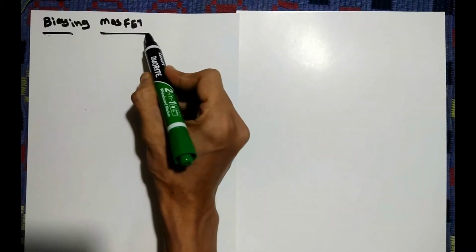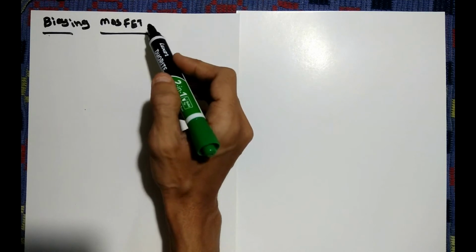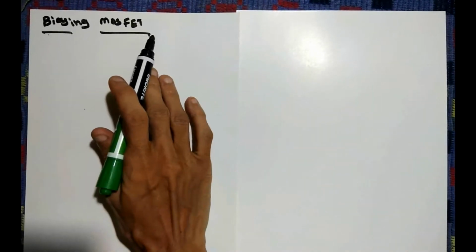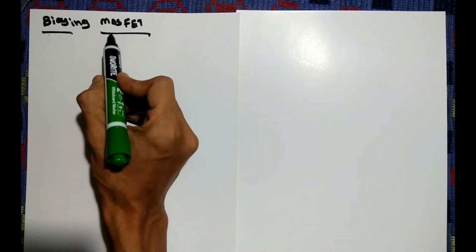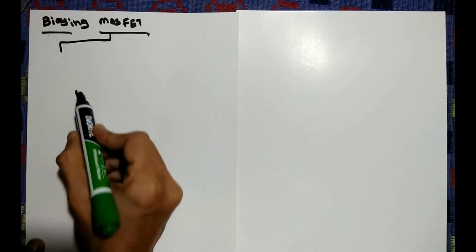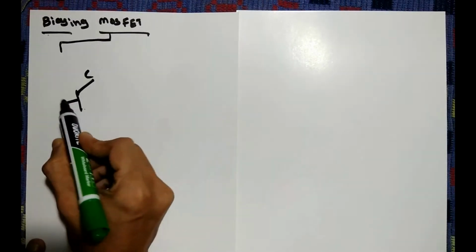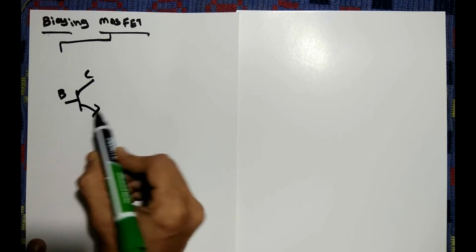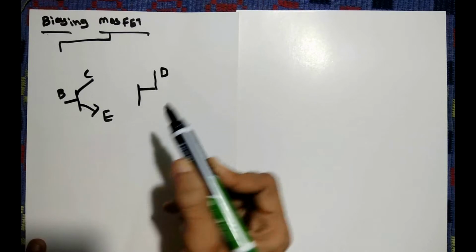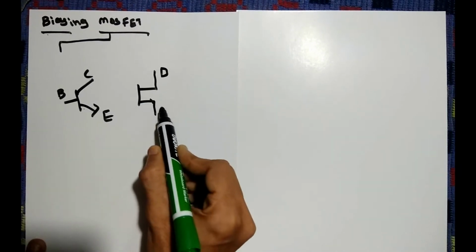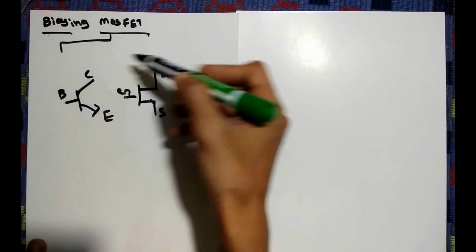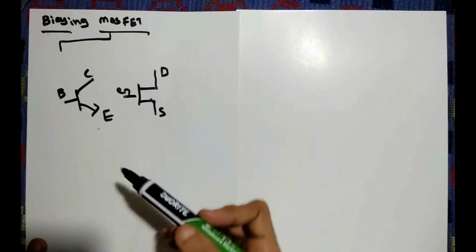So in biasing the MOSFET, we do it in a similar way to how we did transistor biasing. Biasing of the MOSFET also has 4 types, as in the transistor. In a transistor, we know the basic terminals: collector, base and emitter. But in a MOSFET, instead of collector it is drain, here it is source, and we have gate. So base is called gate, collector is drain, and emitter is similar to source.